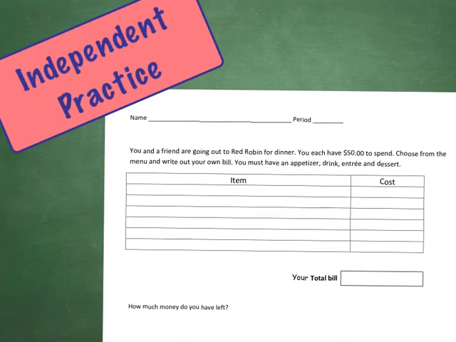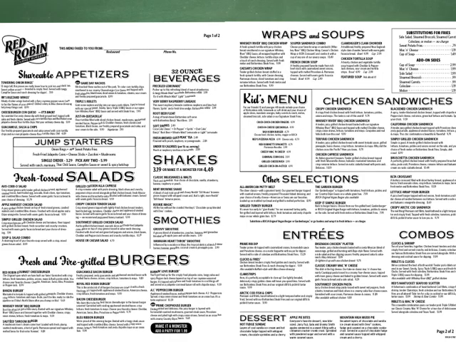Now please take out the next page in your packet. You and your friend are going out to Red Robin for dinner. You each have $50 to spend. Choose from the menu and write out your own bill. You must have an appetizer, drink, entree, and dessert. So write down the item, write down the cost, then add the costs together to total your bill. This is not including tax. Then you need to figure out how much money you have left. In your packet, you have the Red Robin menu. This is what you're going to use to complete your page.